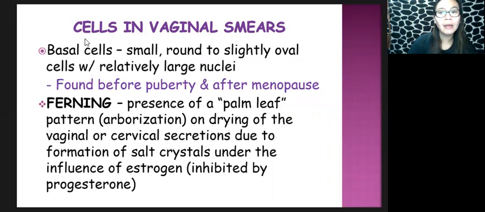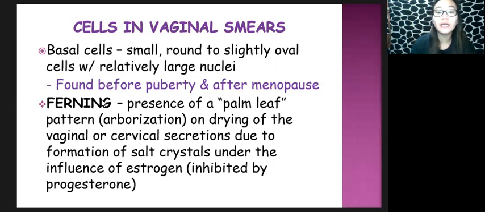Okay. So in addition to the different cells that we can see in your vaginal smears, another phenomenon that we are able to observe, depending upon the predominant hormone that is present in your female patient, is your ferning.